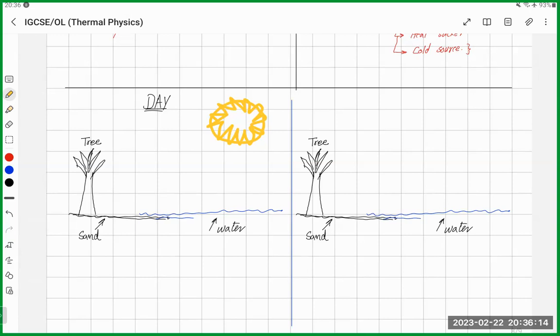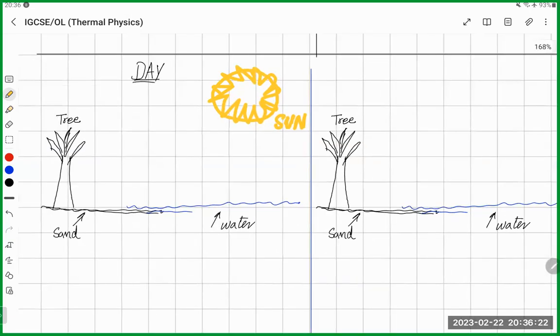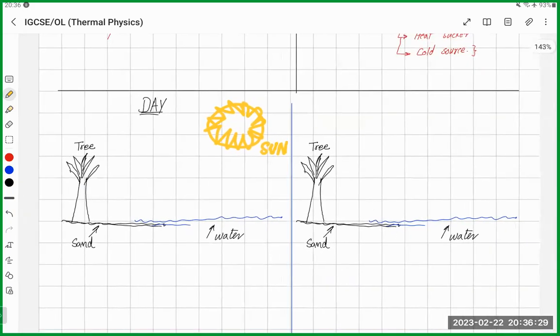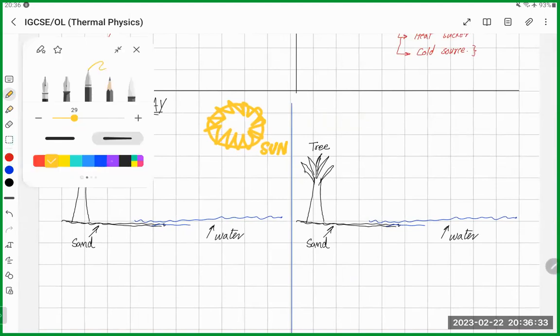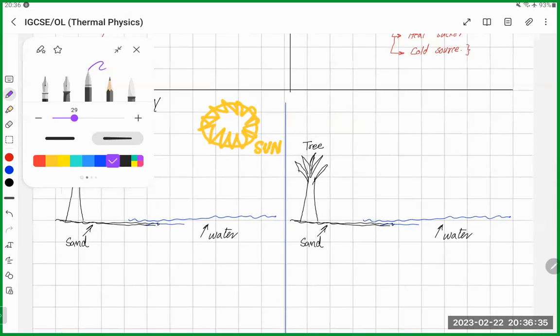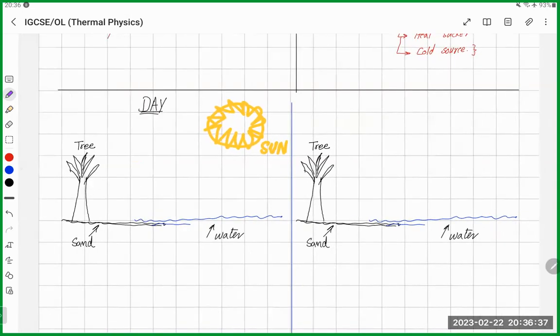Okay. So this is sun in the daytime. So it will be throwing heat energy on the water as well as on the sand. And this is moon.